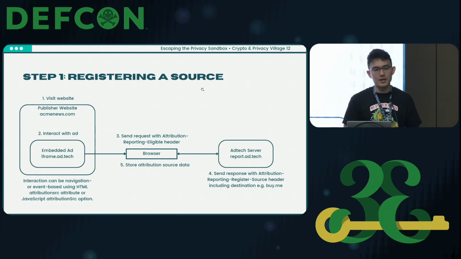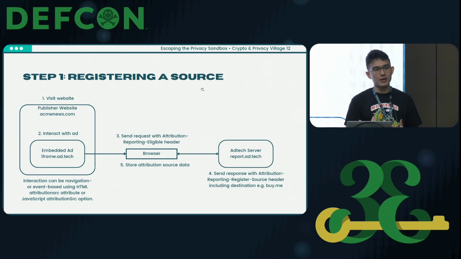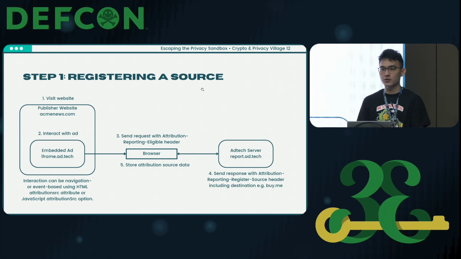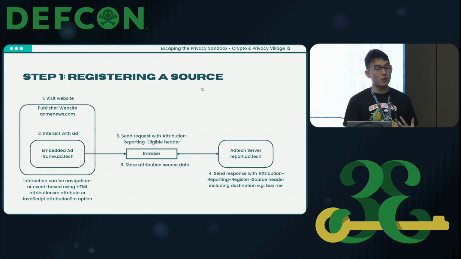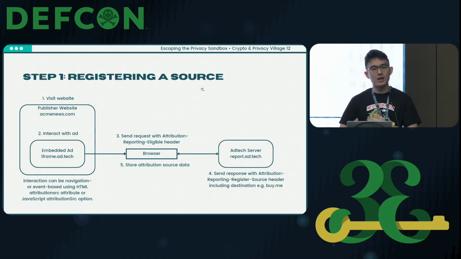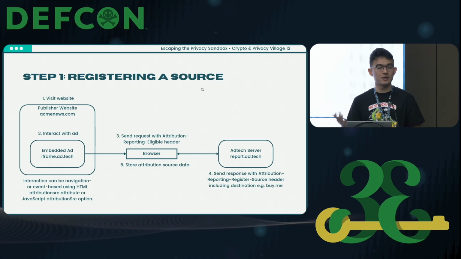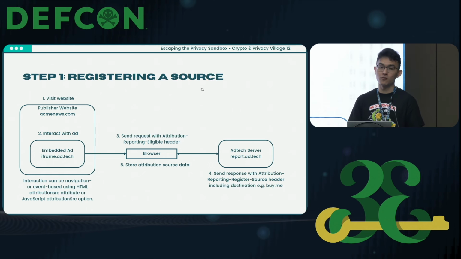The first part is registering a source. Say you visit a news website that shows an ad to you. On your browser side, this is a call to an HTML element that has the attribution source attribute, or an XMLHttpRequest that includes the attribution source option. Now, a browser that supports the Attribution API will then make an async call back to the ad tech server asking, hey, this guy viewed an ad. Can you give me some information about this ad so I can track a conversion later?